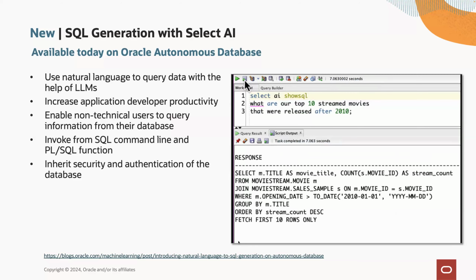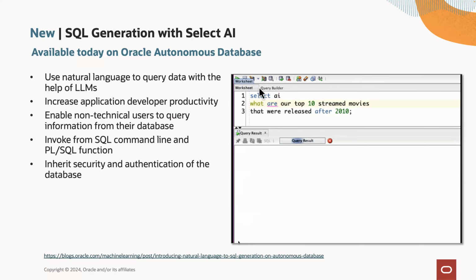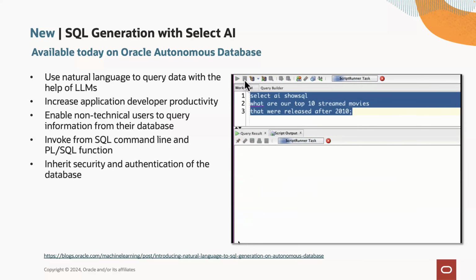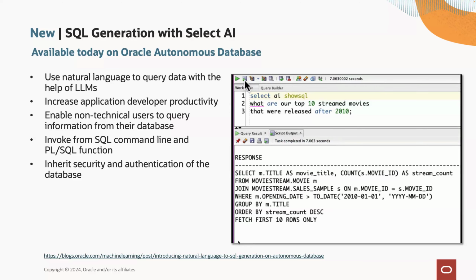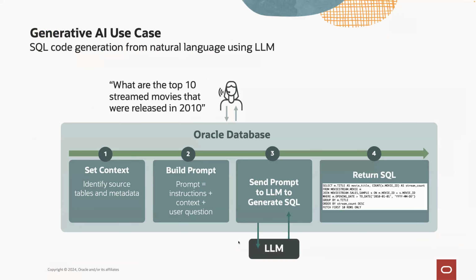So the approach that we take to help you combat or feel comfortable with what's being generated, we give you a parameter here. You can see we type select AI space show SQL, and it shows you the SQL it will have generated to perform this query. And if you're like me, you'll simply cut and paste that SQL and use it wherever you want to use it.